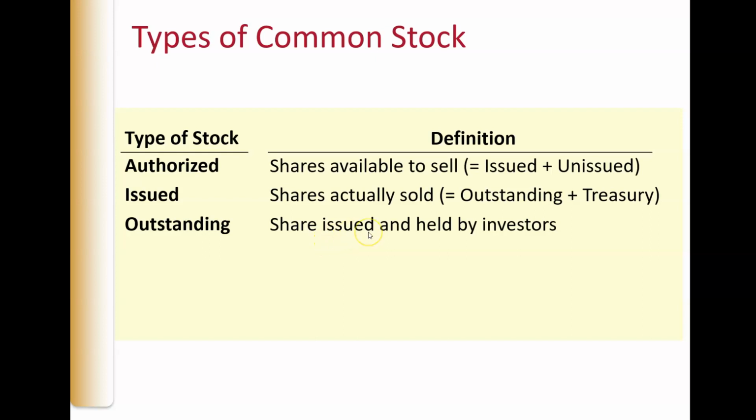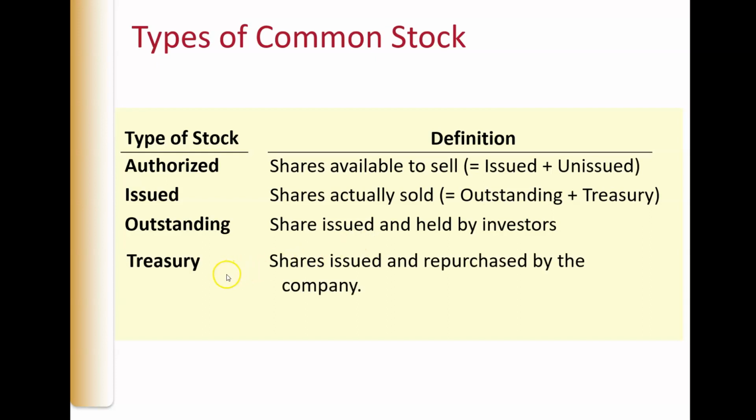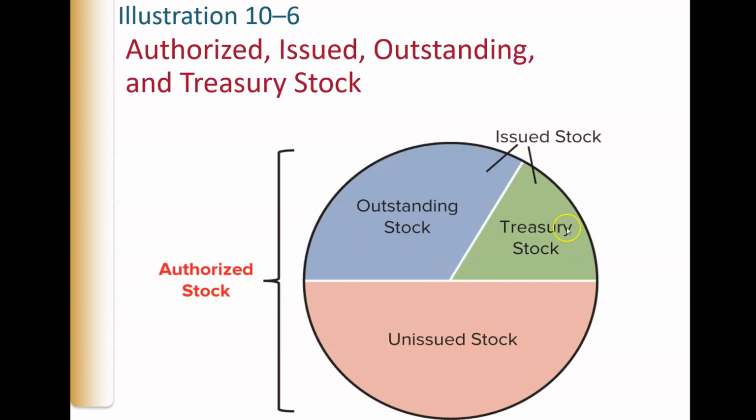Outstanding are shares issued that are out there and held by investors or stockholders. And treasury stock are shares issued and repurchased by the company. So authorized, issued, outstanding, and treasury. Treasury stock has already been authorized and it's already been issued. It does not ever become unissued. So here's a graphic that kind of helps you. All stock is authorized. There's a portion of it that may not be issued yet. And of the amount that's issued, it's either still outstanding or it's owned by the company in the form of treasury stock.